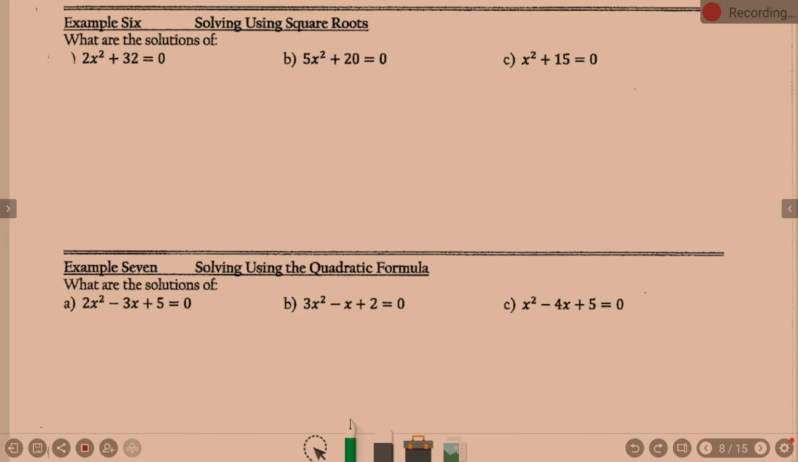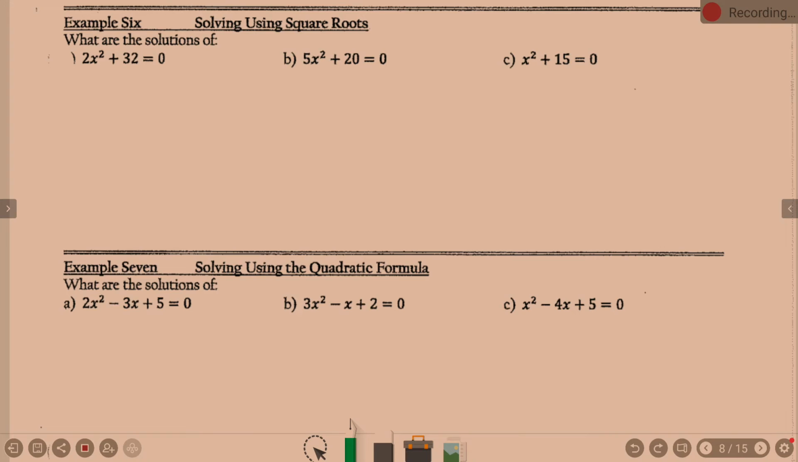Quit talking so much and listen to what I'm asking then. How do I get x squared by itself? Divide by 2. I don't want to divide yet. Get rid of 32 first. How do I get rid of 32? Subtract. We're going to move the 32 to the other side.